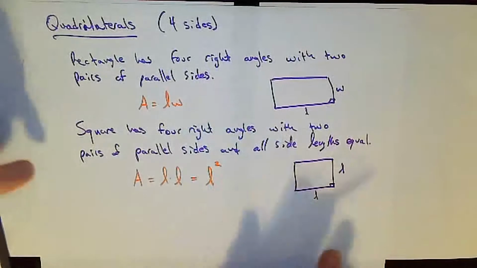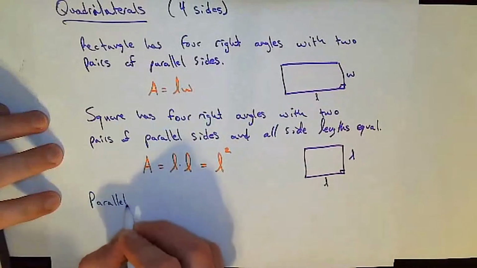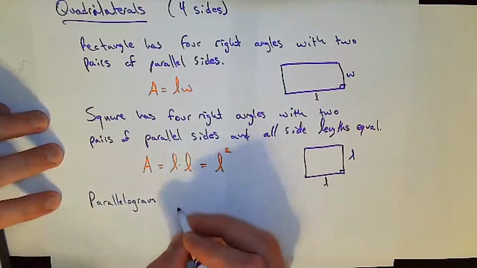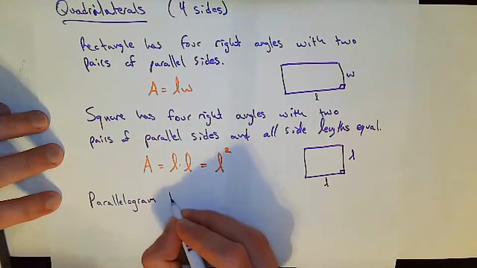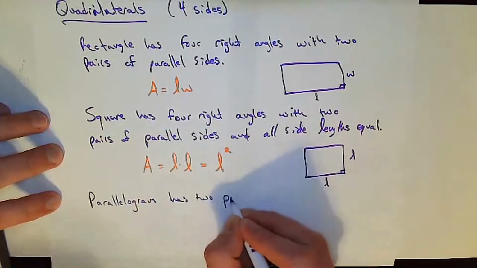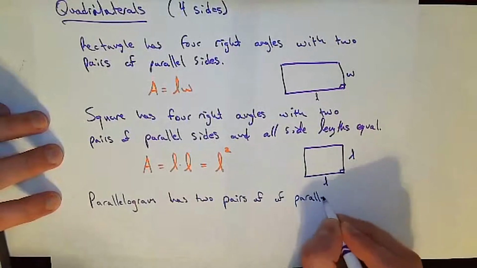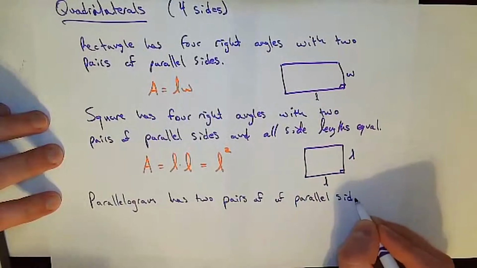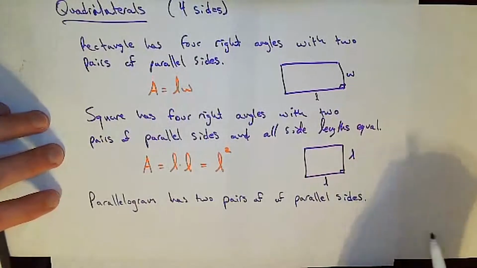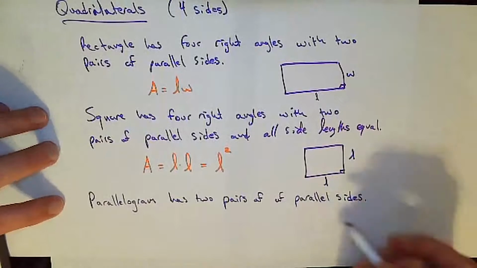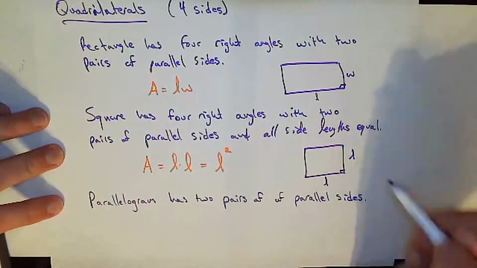A parallelogram has 2 pairs of parallel sides. But we don't say anything about the sides. Oops. It's 2 pairs. Sorry, we don't say anything about the angles. A parallelogram has 2 pairs of parallel sides, so not necessarily with right angles, like a rectangle or a square.